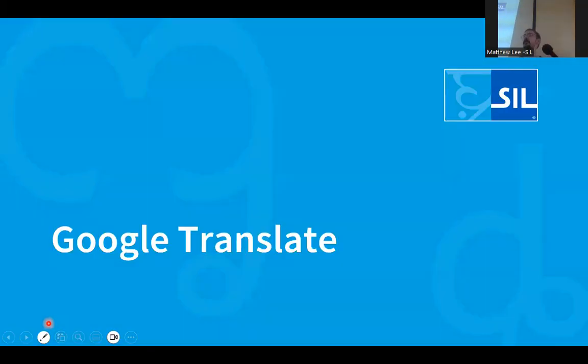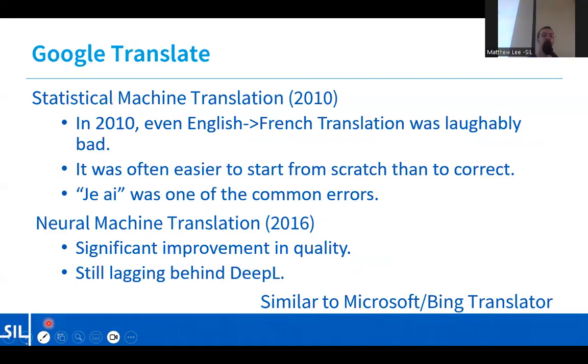So, some examples of tools that you're familiar with. Google Translate. Back in 2010, Google Translate was pretty awful. It was a statistical machine translation, and even the French and English was laughably bad. So it was often easier if you took something and passed it through Google Translate and then passed it to a reviser, the reviser would throw up their hands and say, I could do this better myself, and they would start from scratch. It often made this problem of "je ai", which is not allowed in French, and it didn't know that, and it just kept putting it out over and over again. That was a very early generation of statistical translation.